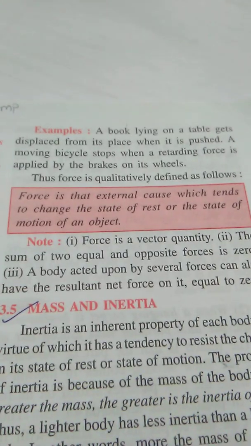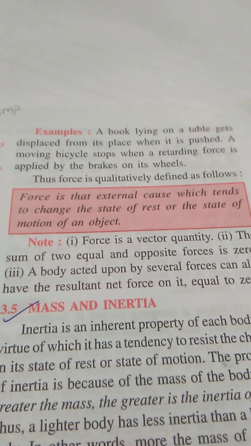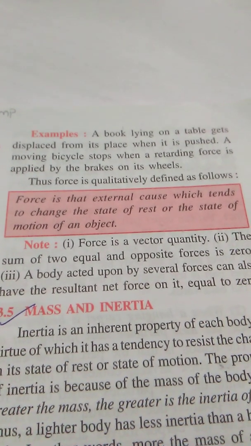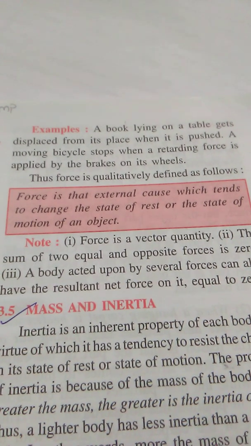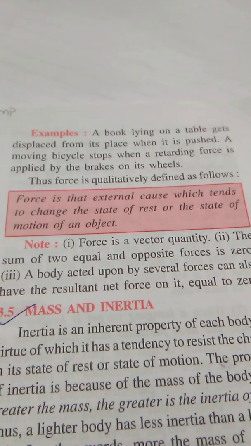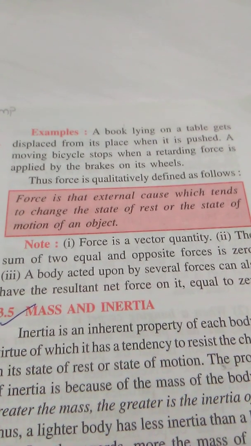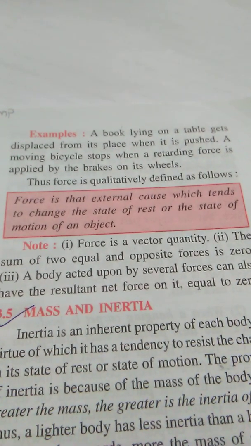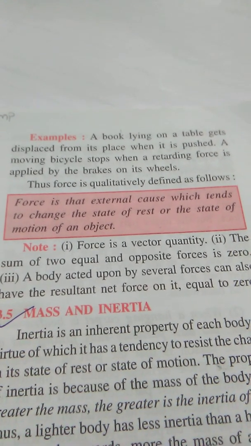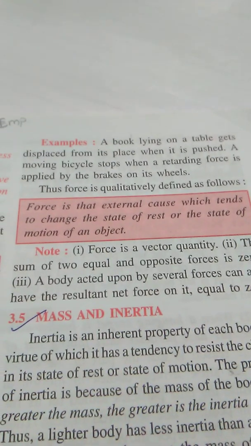Inertia is that property of the body by virtue of which the body does not want to change its initial state. Whatever the initial state, if the body is resting, then it keeps resting until and unless we apply an external force. If the body is in motion, then it keeps moving until and unless we apply a force. So the body does not want to change its initial state. This is inertia.